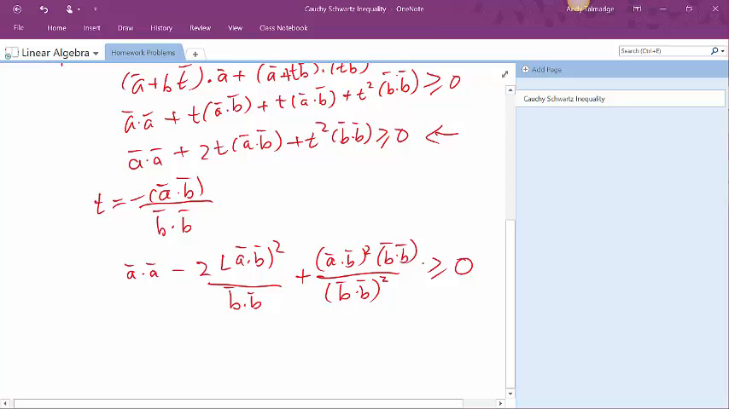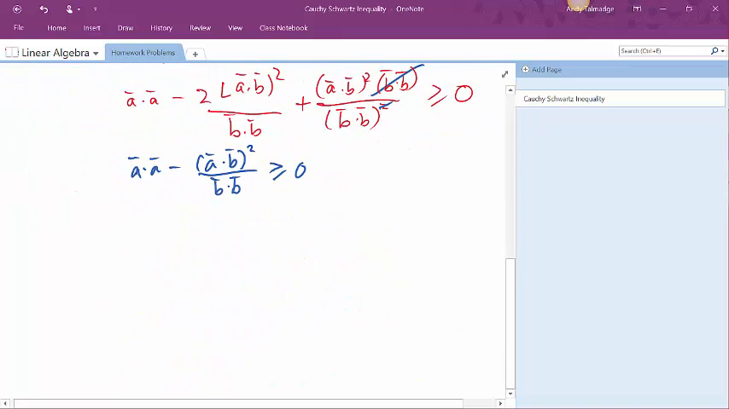And so if I simplify this, these are identical terms because B dot B cancels one of those. And so I have minus 2 of A dot B squared over B dot B plus 1 A dot B squared over B dot B. And so I have A dot A minus A dot B squared over B dot B has to be bigger than or equal to 0. And now simple algebra gives you the result that you want. Move this to the other side and you've got the problem solved. So that was problem number 1.